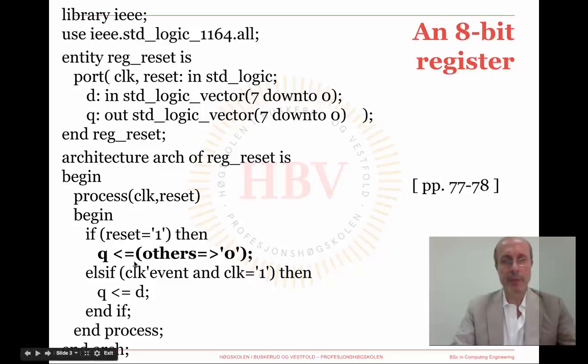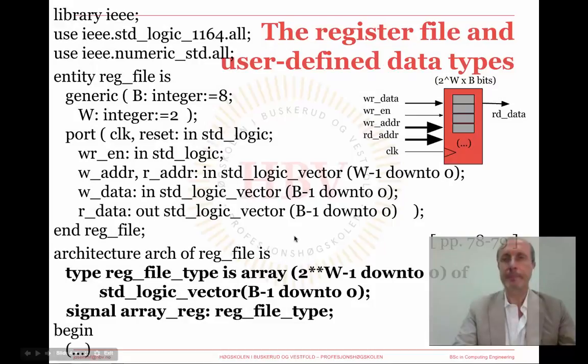Actually, the only difference between the two descriptions for the single D-type flip-flop and for the 8-bit register is the statement used to reset the outputs, which in this case acts upon the 8 flip-flops at once. You should keep this statement in mind because we will use it frequently when building register transfer level descriptions.